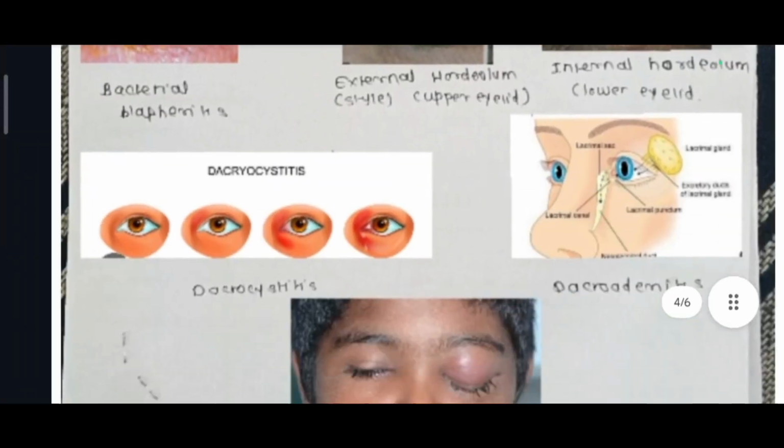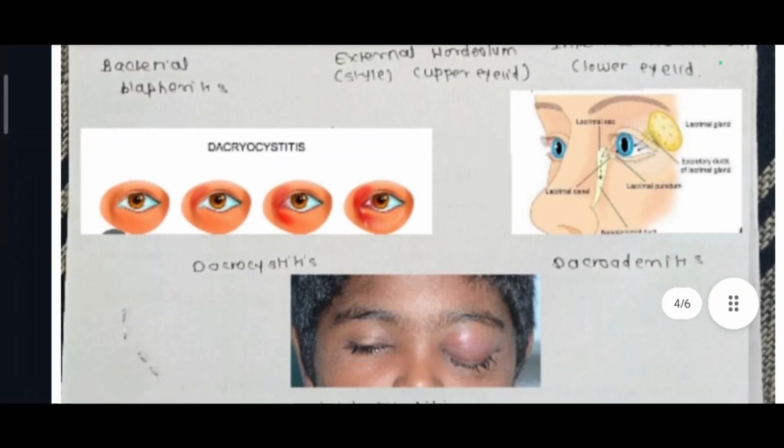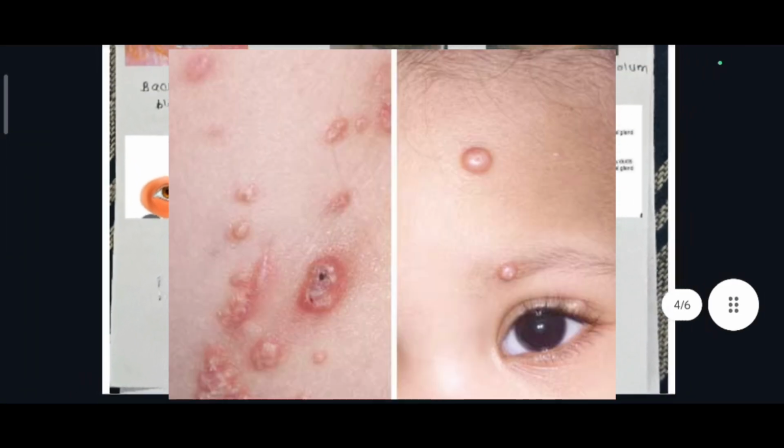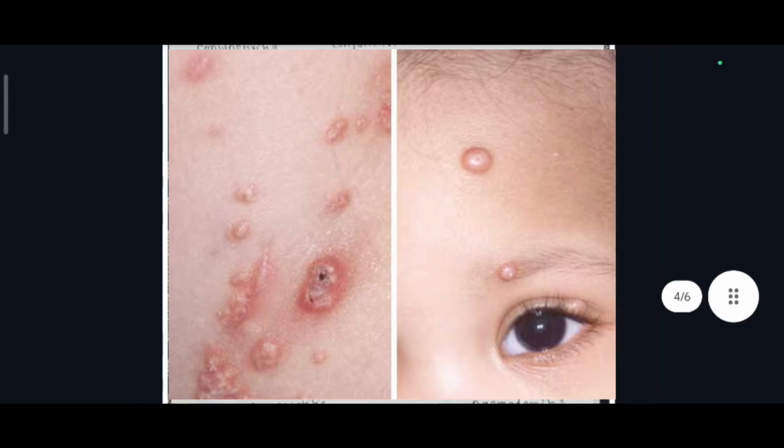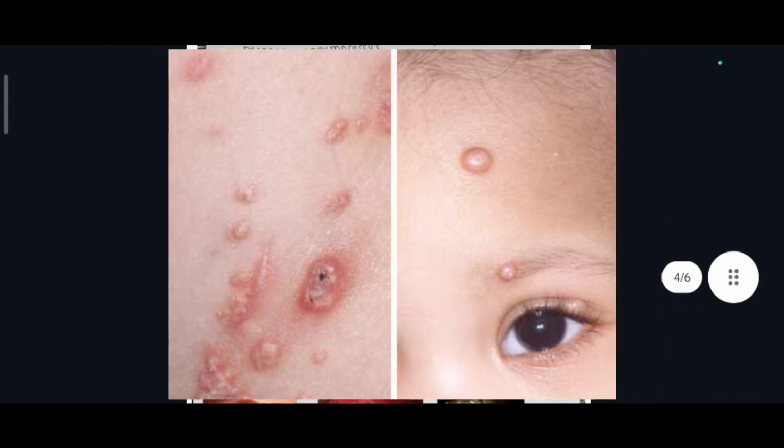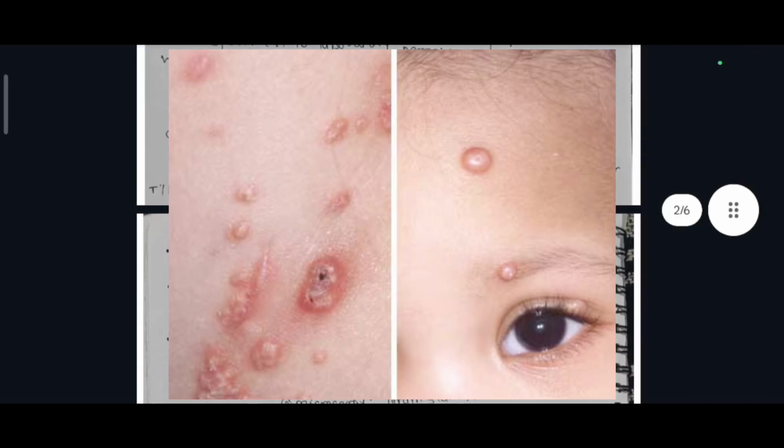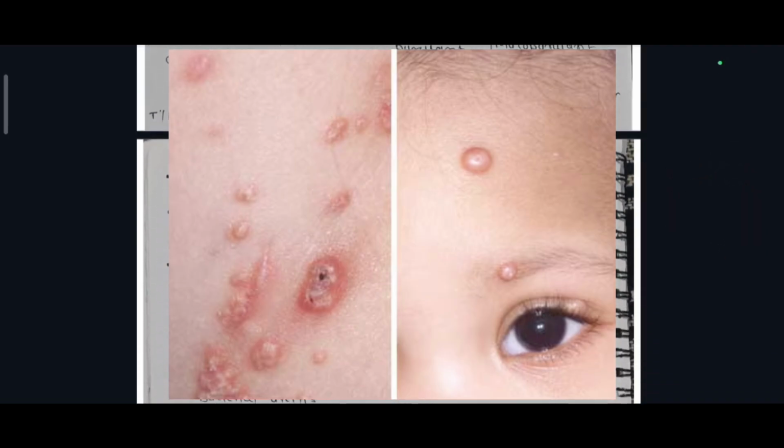So here, as you can see, oh, we will add the picture in the video. We will definitely add the picture of molluscum contagiosum.